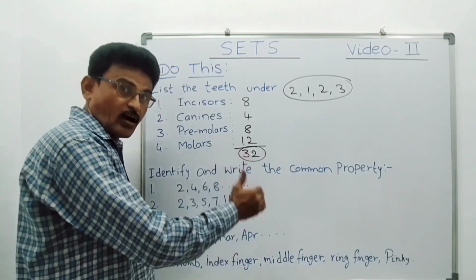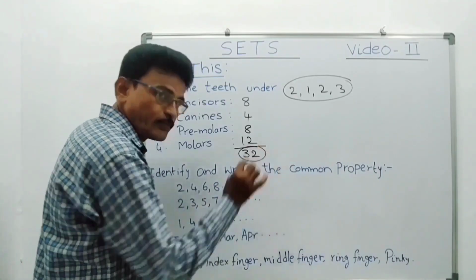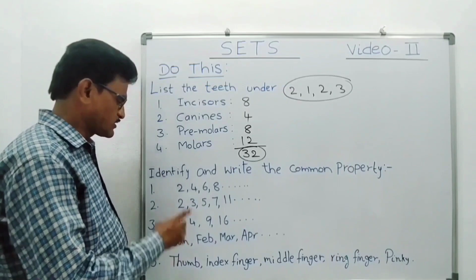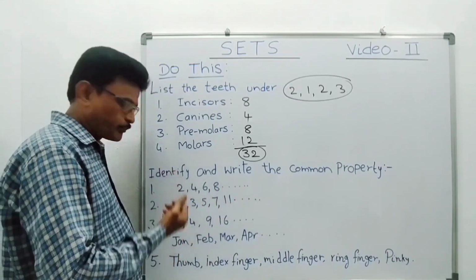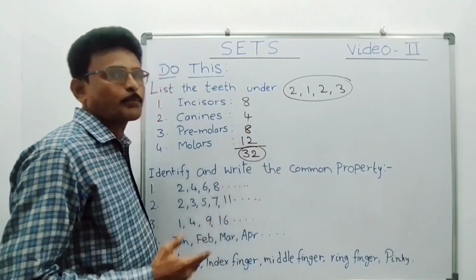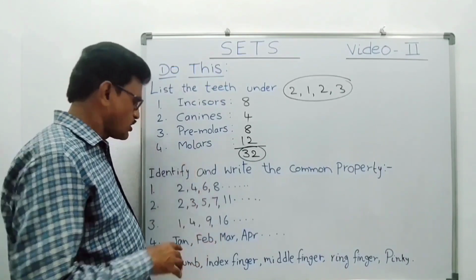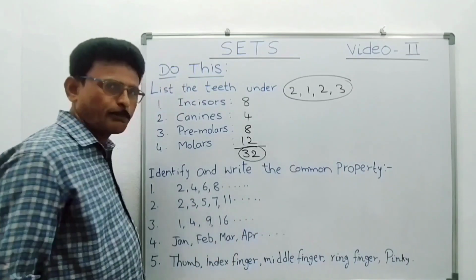I am not writing the answers. Just listen carefully. 2, 4, 6, 8, and so on: these are even natural numbers. Next, 2, 3, 5, 7, 11, and so on. See, observe here: 2, 3, 5, 7, 11, 13, 17, 19, and so on. These are prime numbers. From 4th class onwards, we are learning about prime numbers also. So write down prime numbers.